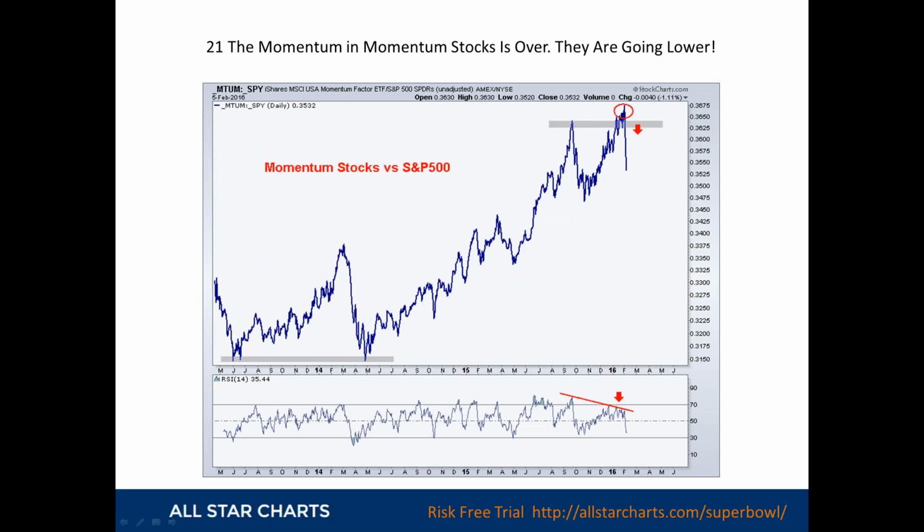So it's not just the internet stocks, guys. It's momentum in general. Here we're looking at the momentum index relative to the S&P 500. Beautiful failed breakout last month above last year's highs. Failed miserably, bearish momentum divergence. This trend is over, and I think it's heading a lot lower.